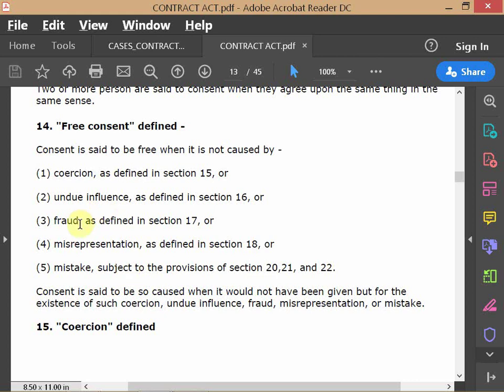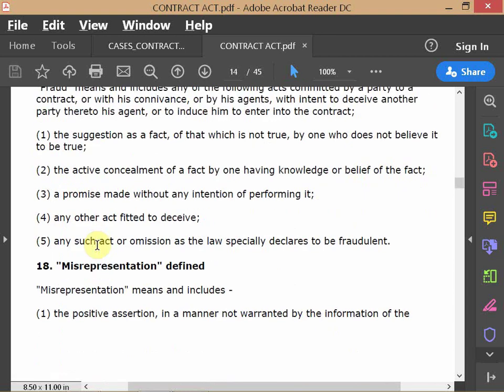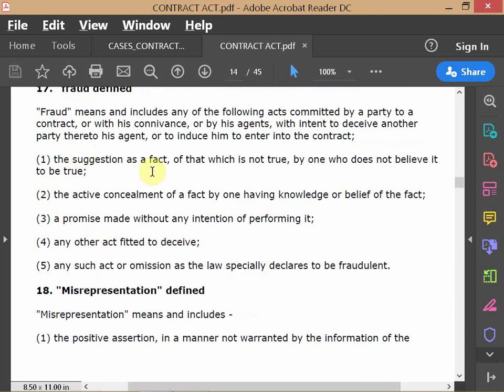Then you have fraud and misrepresentation, which are very similar to each other, but misrepresentation is slightly more subtle. Fraud is much more explicit. Fraud is defined in section 17 and misrepresentation is defined in 18. So fraud, you can see what it is. One not so obvious definition of fraud is when you make a promise without any intention of performing the promise. That is also fraud. If you suggest that something is true and you know that it's actually not true, that is also fraud.